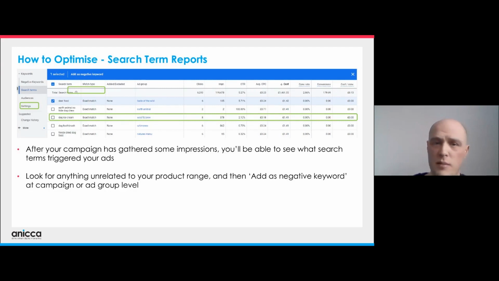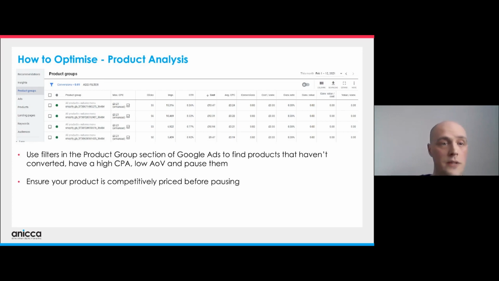For optimizations, as I said, everything seems to have moved down an inch here. It's actually in your search terms on the left, and when you find something like deer food and you don't sell deer food, you add it as a negative keyword. So that little green bar is actually about an inch lower. Once you've gathered some impressions, you can start to optimize and add negative keywords.